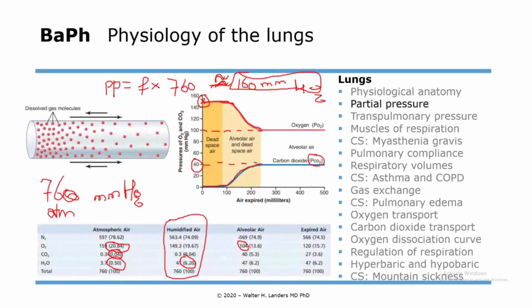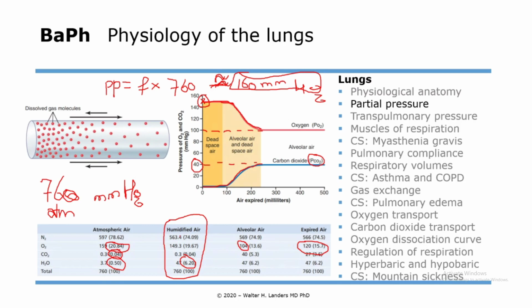It's not a smiley face. All right. So when you expire air, if you look at this, you can see that there is more oxygen in expired air than alveolar air. That's weird, right? The air that you breathed in has less oxygen than the air that you breathed out.